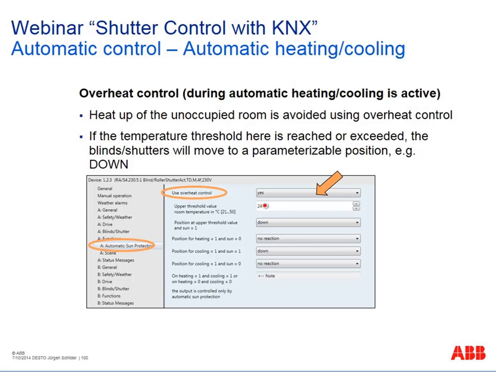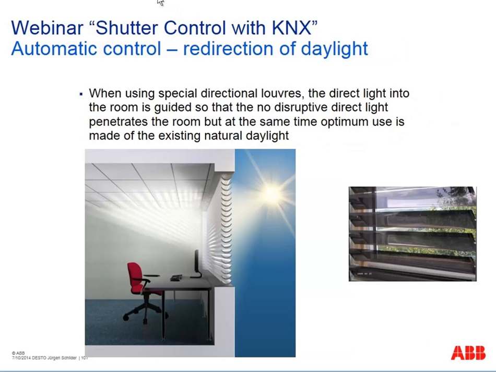But then we reach a limit, maybe 24 degrees, and then the shutter or the blinds should close automatically and drive down to prevent the room from becoming 25, 26 or 30 degrees. For this case we have our so-called overheat control. When we have enabled it, we can use our threshold, and then we can set parameters for what should happen when we reach our threshold, for example, to drive the shutter down. This is the so-called overheat control.